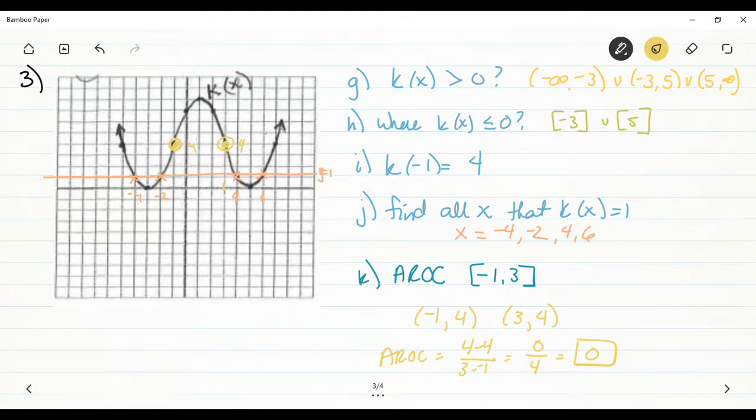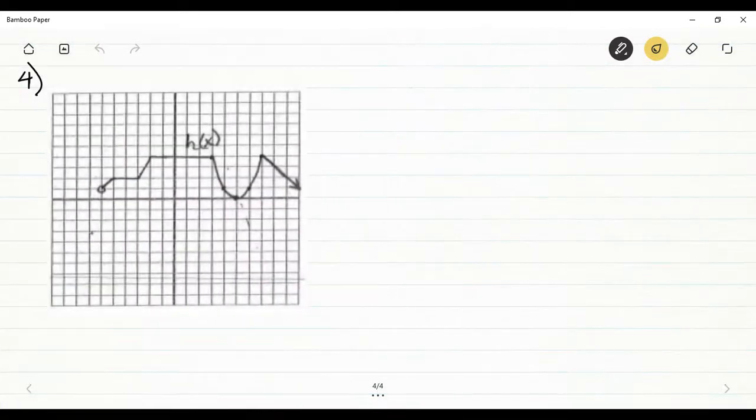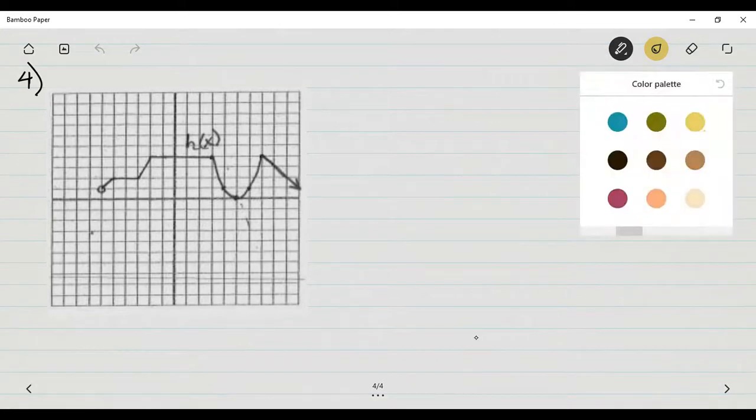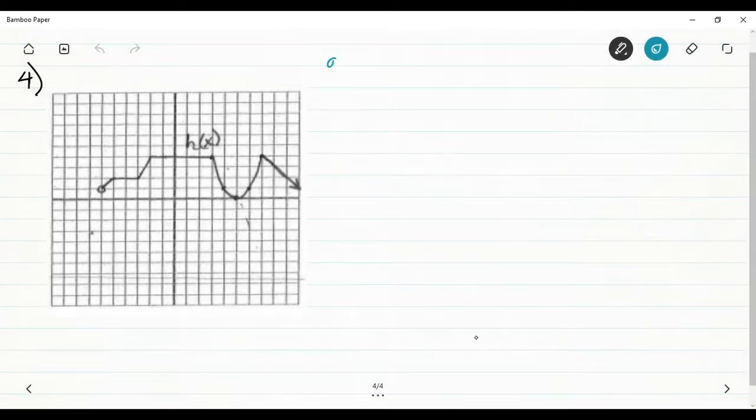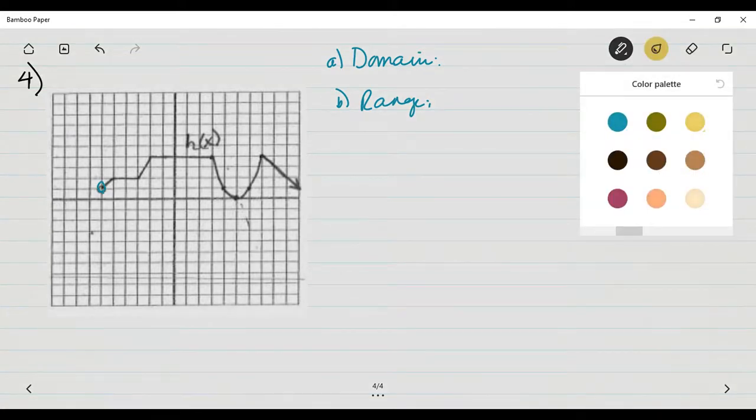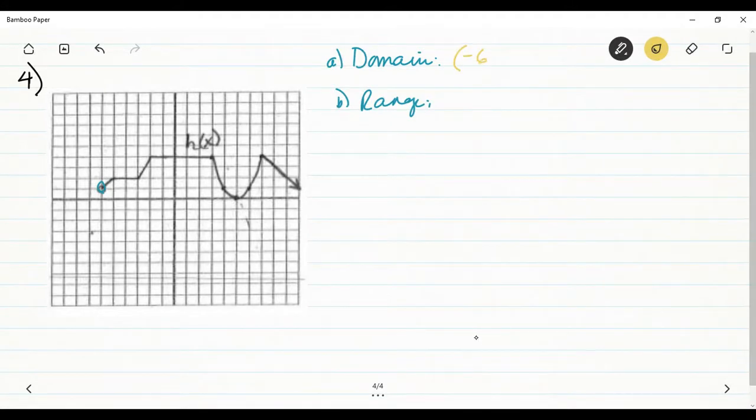Okay, our final example, number 4, a graph of h of x. Starting with, again, domain and range. Left to right, the domain over here on the left is an open circle. So that value is not included in our domain. And so our domain starting on the left is actually an open bracket at -6, but it does continue on forever and will go off to infinity. So this is an open circle at -6.